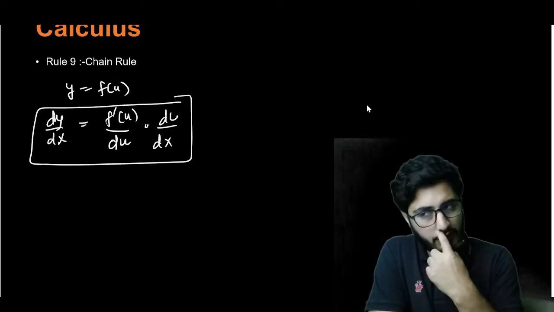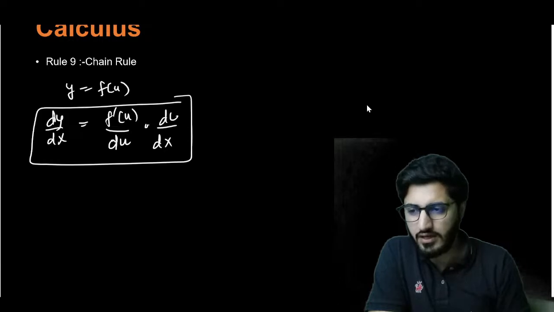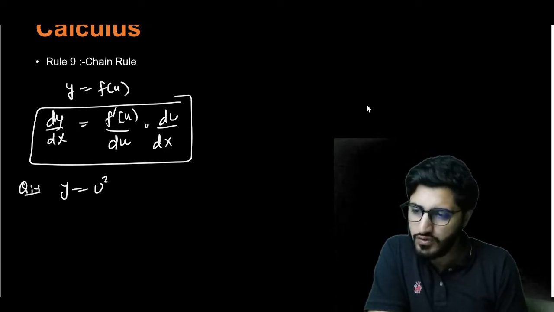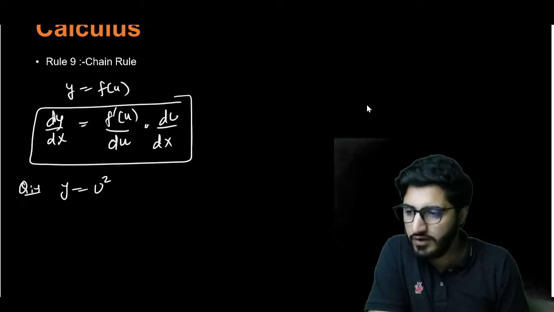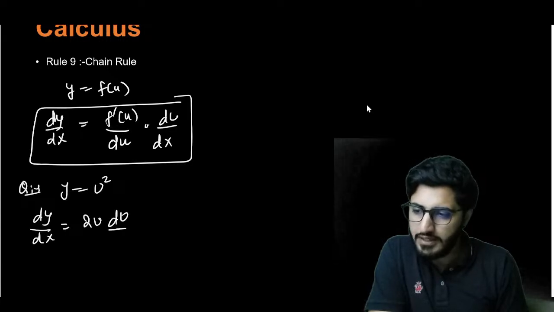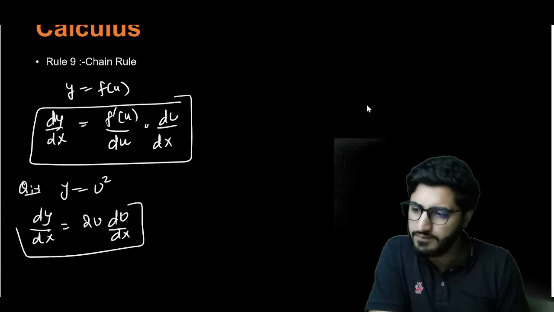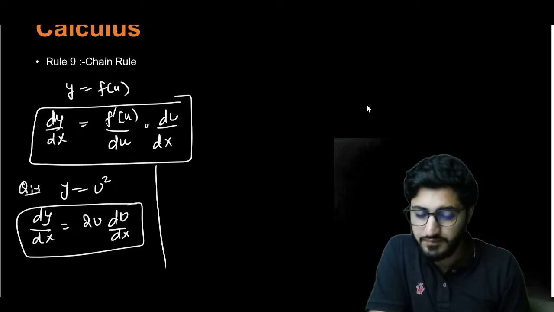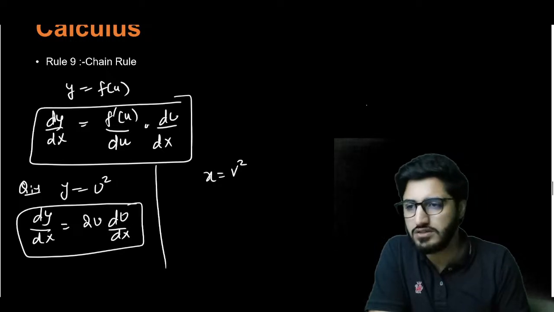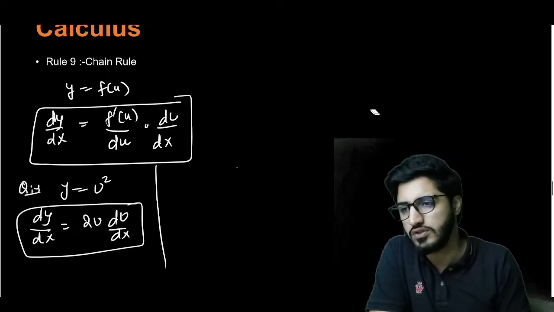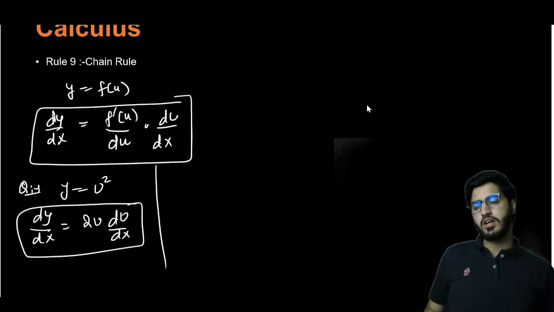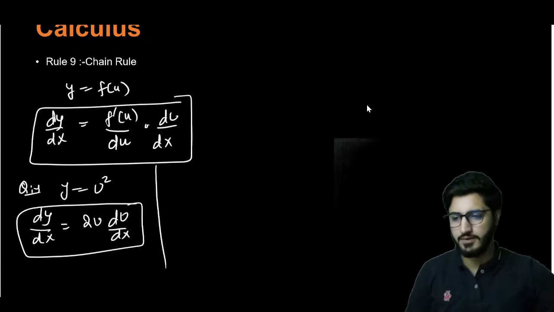This is weird, no? I will look at some examples and make it clear to you. Let's suppose my question is: y equals u square, and u is not a function of x. How can we do it now? dy by dx is 2u du by dx. Simple.